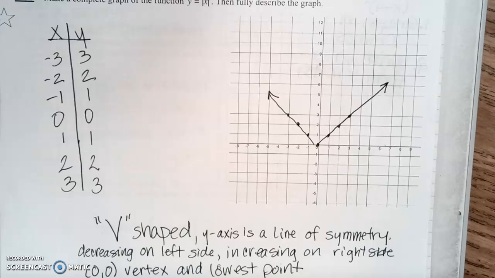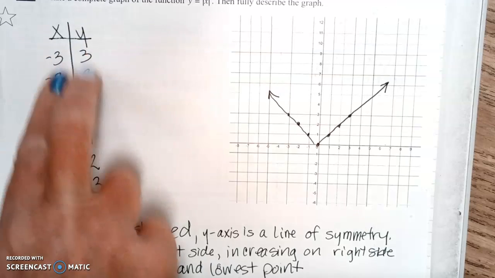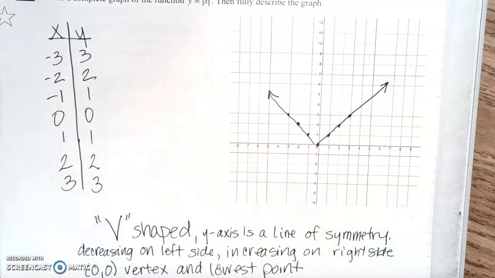So if you plug in -1, your output is +1. If you put in -2, your output is +2. And if you put in -3, your output is +3. Okay? So this gives us some coordinate points, and if you start to plot them onto your coordinate plane, you're going to see that it makes this V-shaped figure.